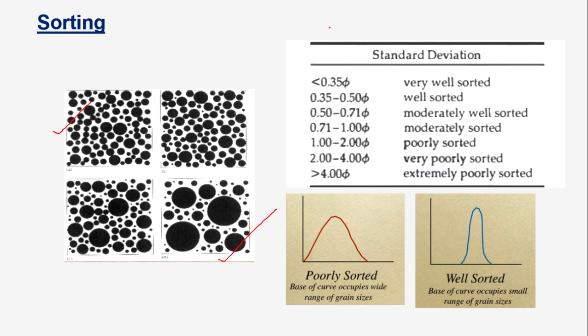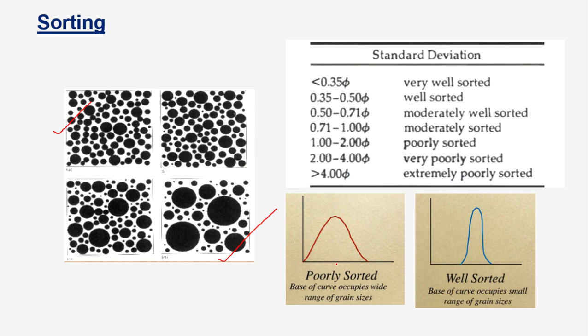And here also we use a different scale, like the one with less than 0.35 we call it well sorted or very well sorted, and the one that has a larger value of the standard deviation, that is more than 4.00, we call it extremely poorly sorted.